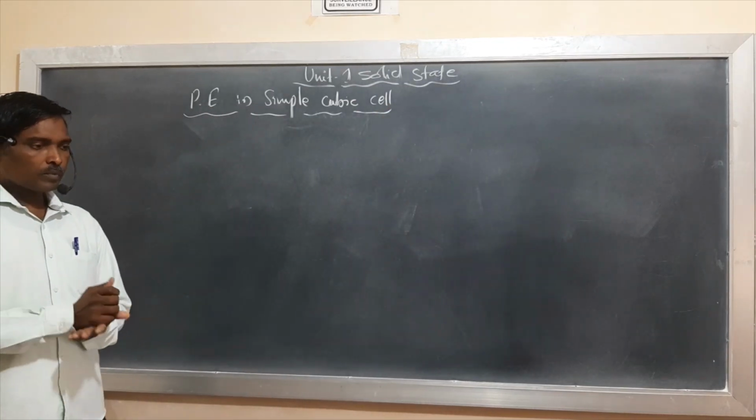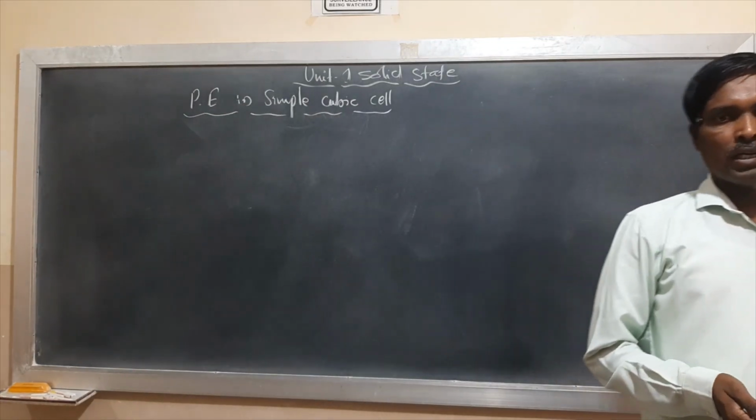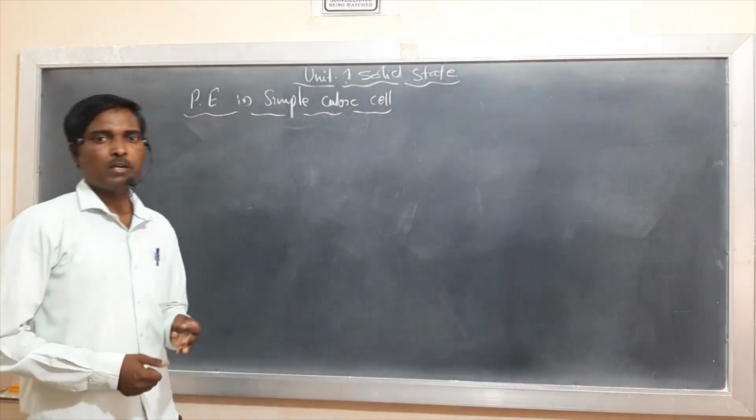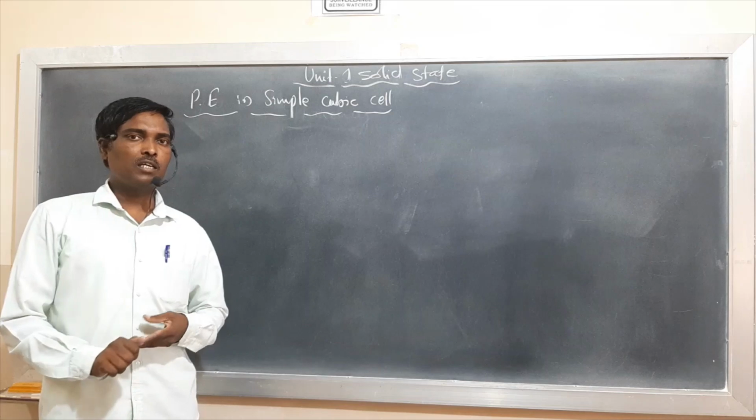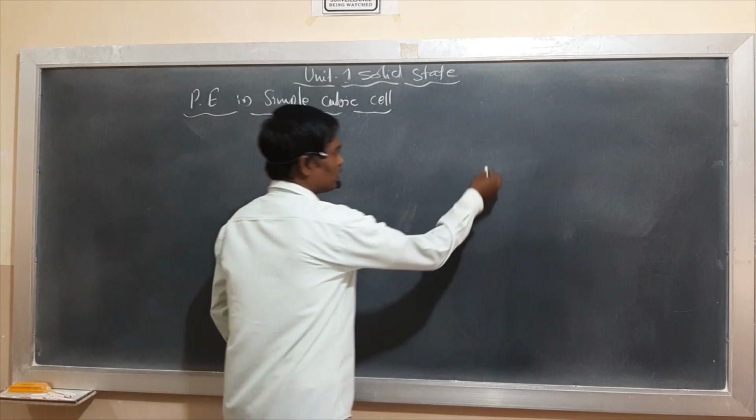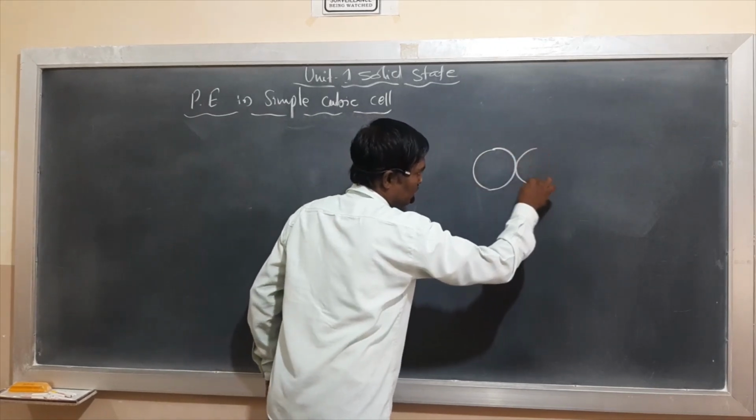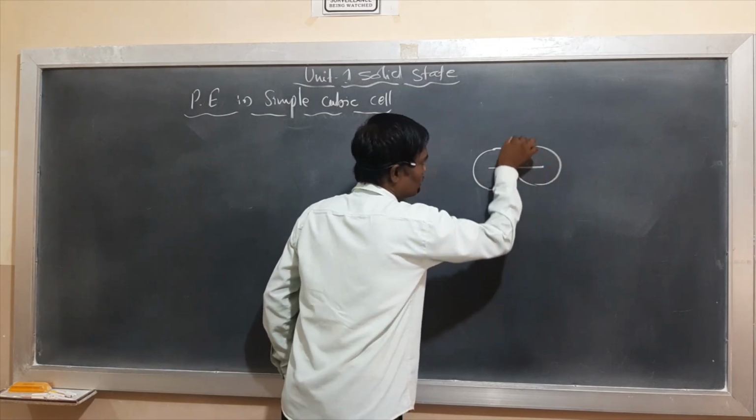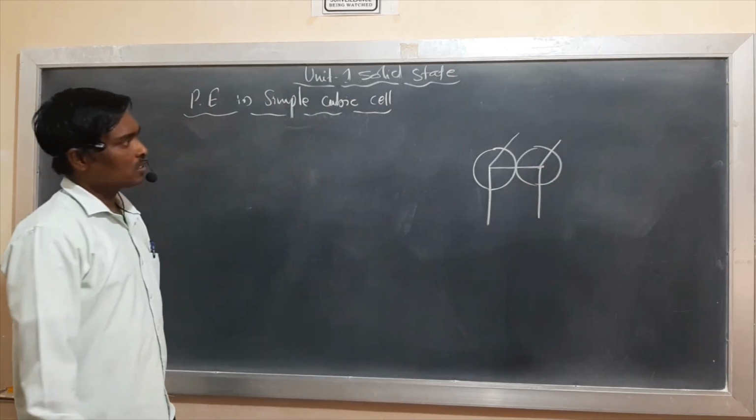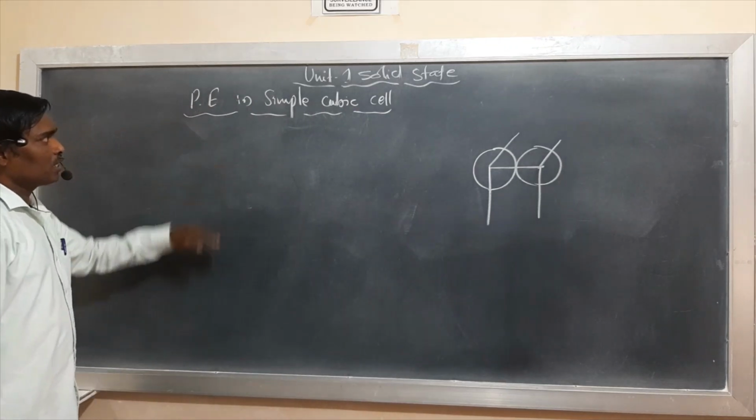And students, here in the simple cubic unit cell, we know that all the particles are present at the corners of the cube, and these corner particles are arranged in such a way that they are in touch with each other. For example, two corner particles, let me say this is one corner particle and this is another corner particle of the cube. So this is the cube. So here these corner particles are in touch with each other. Okay. So with that concept, let me calculate the packing efficiency.